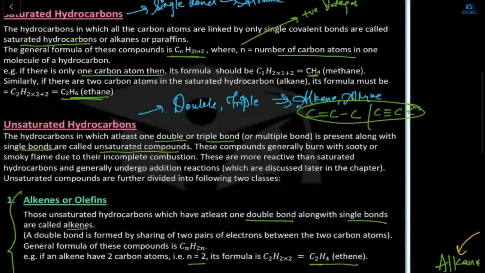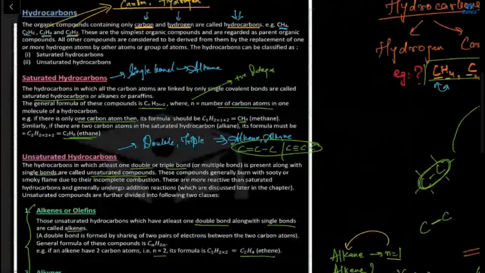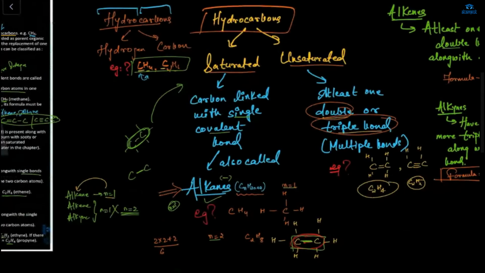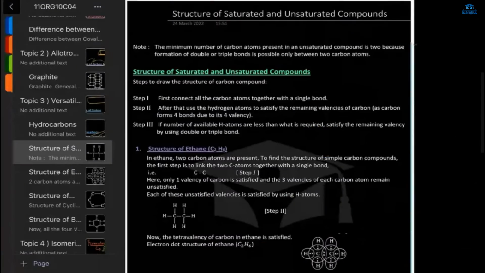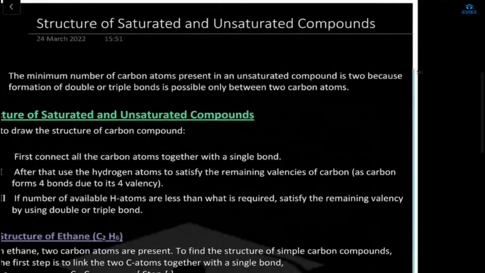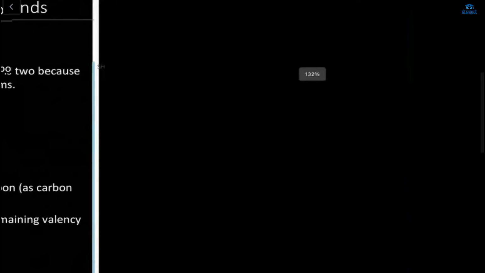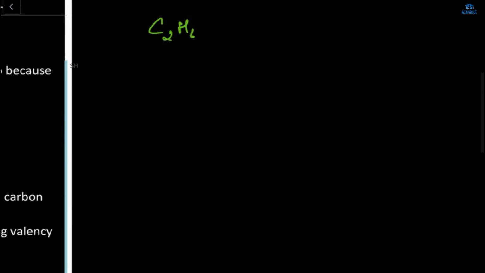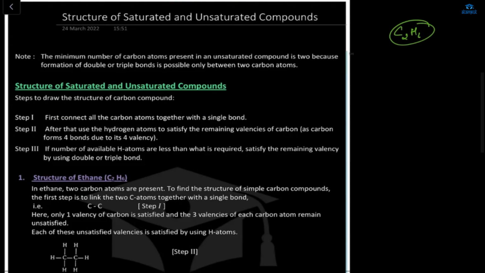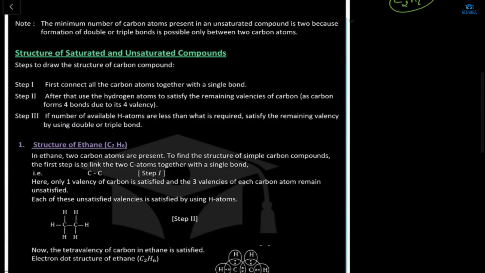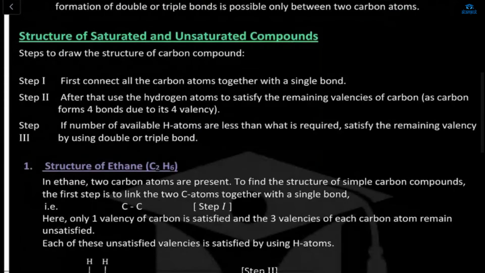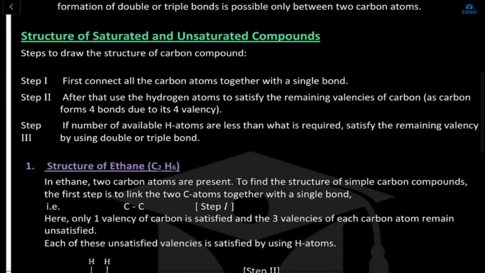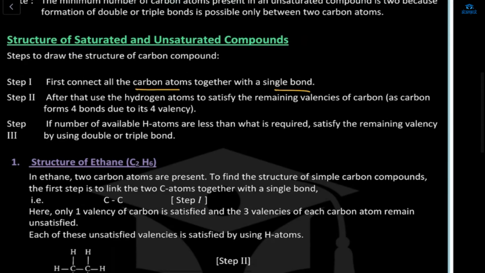We will discuss the IUPAC names, the nomenclature, also. But first of all, you should know what is alkane, and what are the formulas of alkane, alkene, and alkynes. Next is the structure of saturated and unsaturated. First of all, if we look at C2H6, these all are your saturated. Just a second. Sorry. So first we have to connect all the carbon atoms together with single bonds. After that, use the hydrogen atoms.